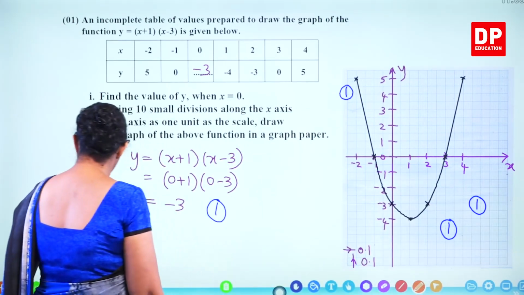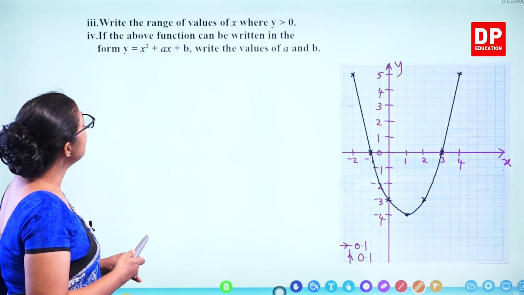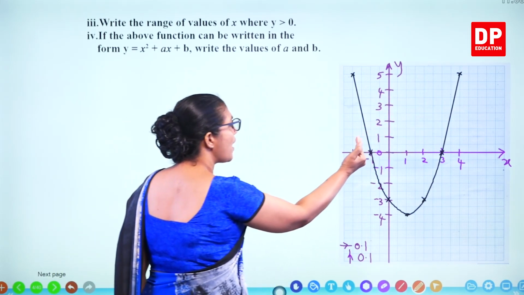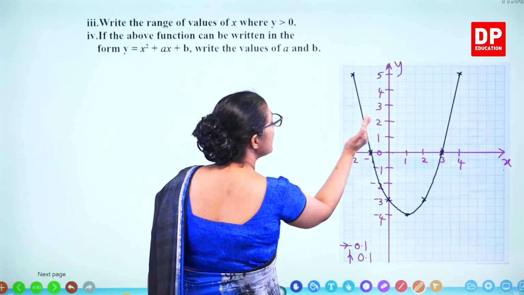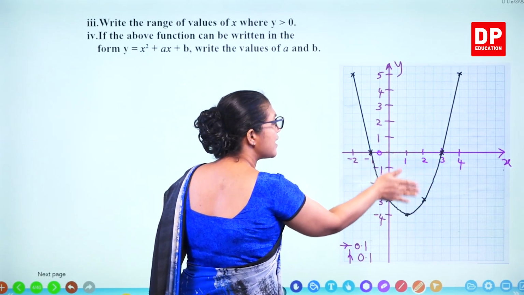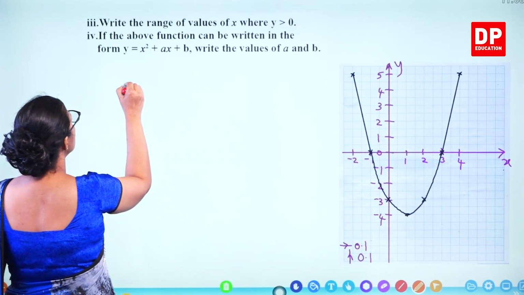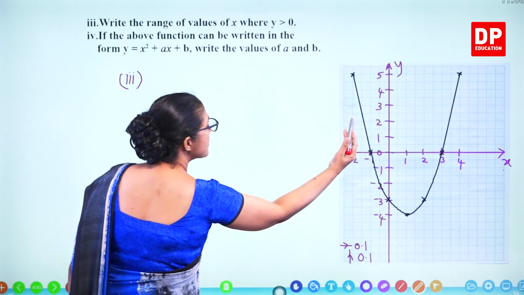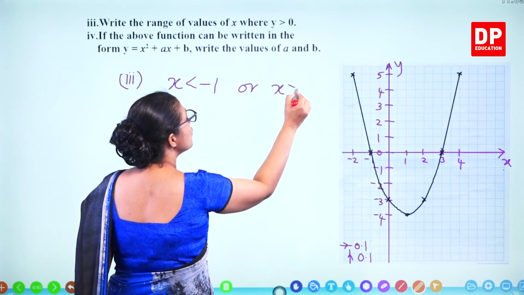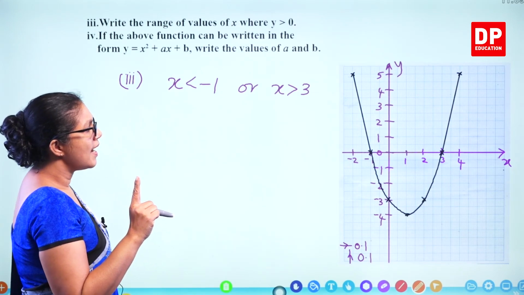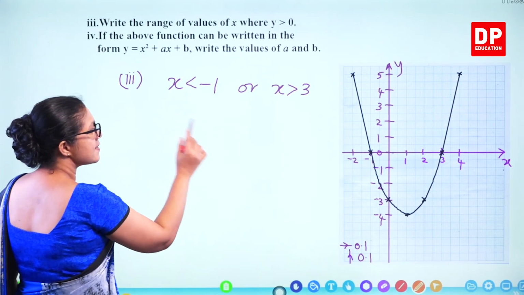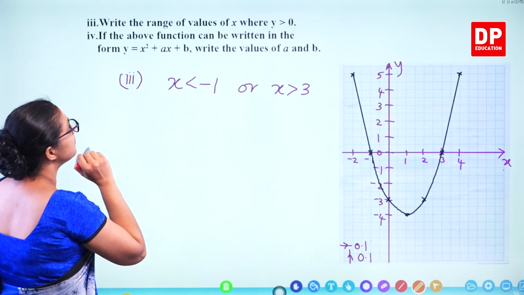Now we'll look at the third part. Write the range of values of x where y is greater than 0. That means positive y value. So where do you get positive y values? Here to here and here to this side. So in between -1 and 3, that's negative. So what are the positive values for y? The x values become x less than -1 or x greater than 3. So don't write with an equal sign. With the equal sign, it's not greater, that's 0. Y equals 0. So y greater than 0 becomes x less than -1 or x greater than 3.